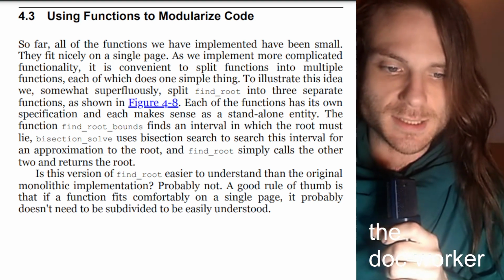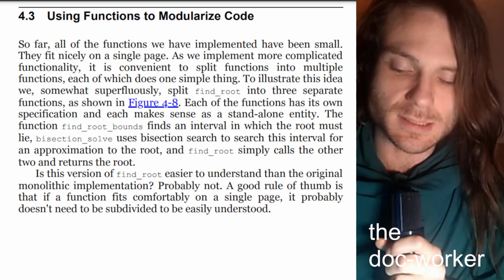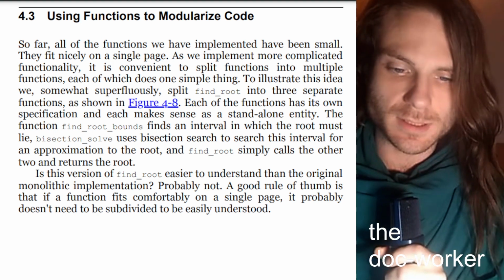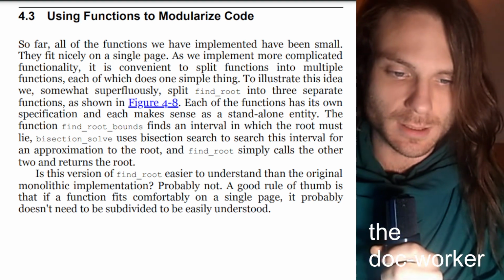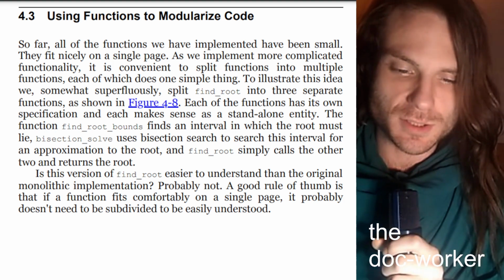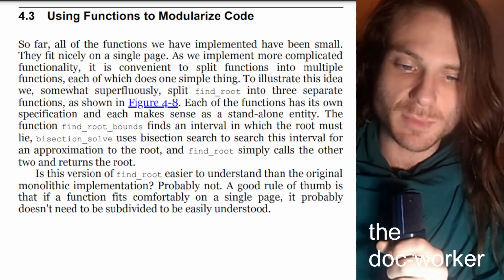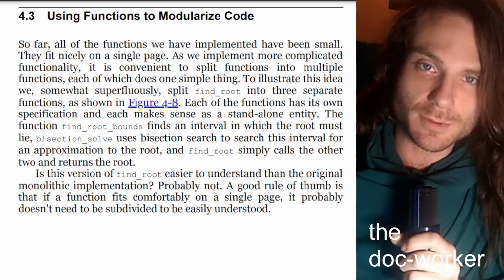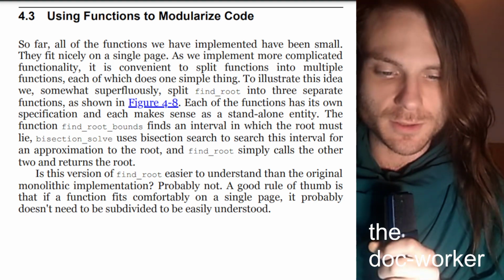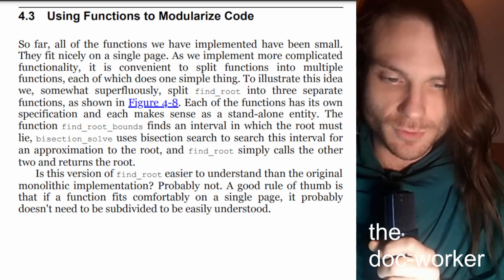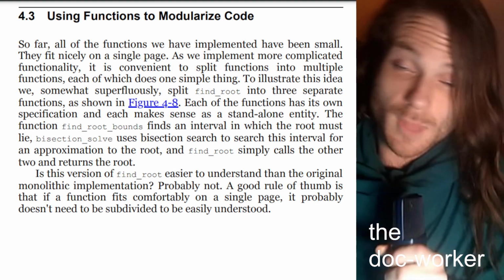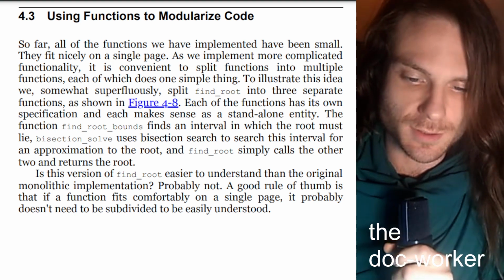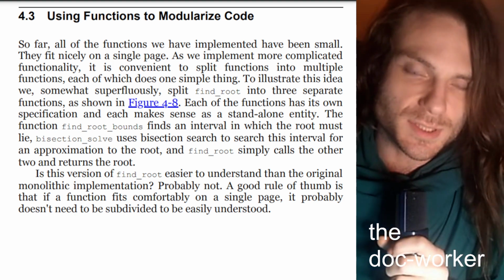Each of the functions has its own specification, and each makes sense as a standalone entity. The function findRootBounds finds an interval in which the root must lie. BisectionSolve uses bisection search to search this interval for an approximation to the root, and findRoot simply calls the other two and returns the root. Is this version of findRoot easier to understand than the original monolithic implementation? Probably not. A good rule of thumb is that if a function fits comfortably on a single page, it probably doesn't need to be subdivided to be easily understood.